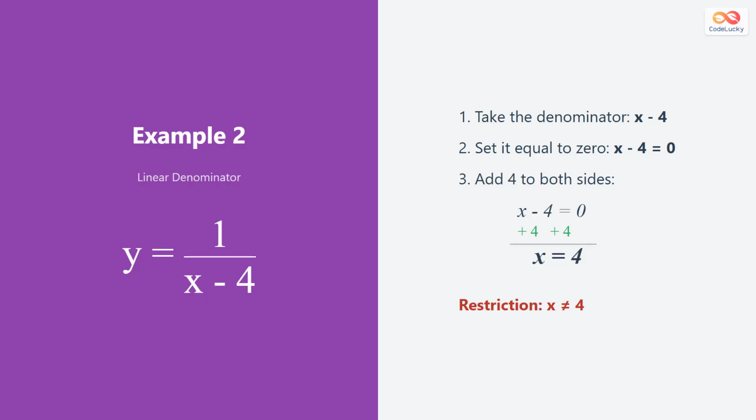Now let's try one with a linear denominator. Here we have y equals 1 divided by the quantity x minus 4. We take the bottom part, x minus 4, and set it equal to 0. To solve for x, we add 4 to both sides. We get x equals 4. This means 4 is our restricted value. X cannot equal 4.